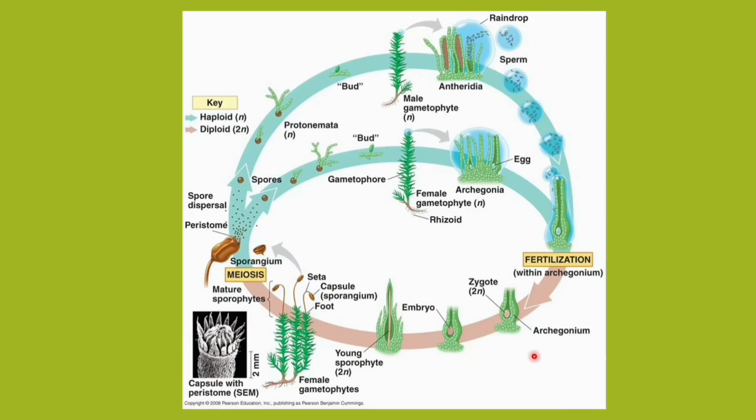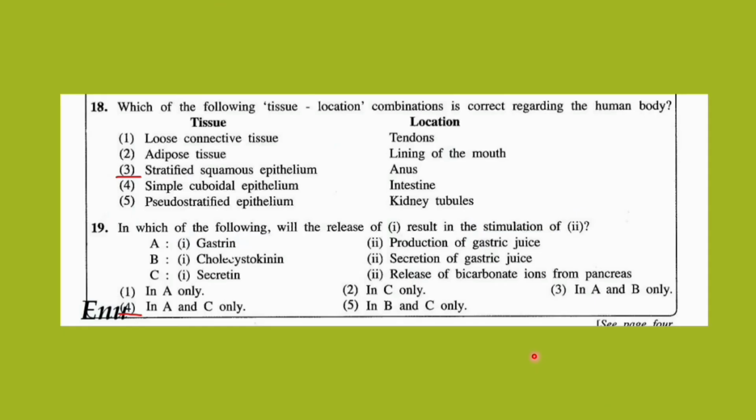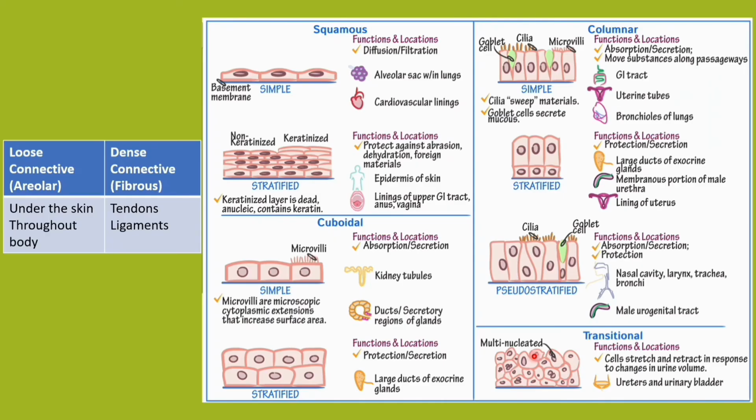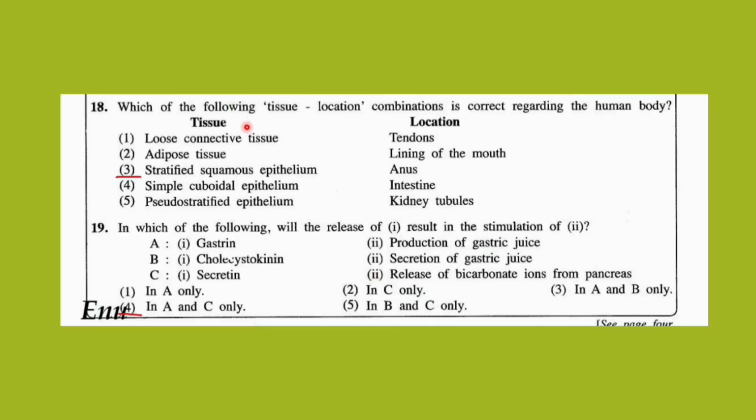The 18th question, which of the tissue and location combinations is correct? If we consider these tissues, they have given two connective tissues, loose connective tissue and adipose tissue, and then they have given three epithelial tissues.